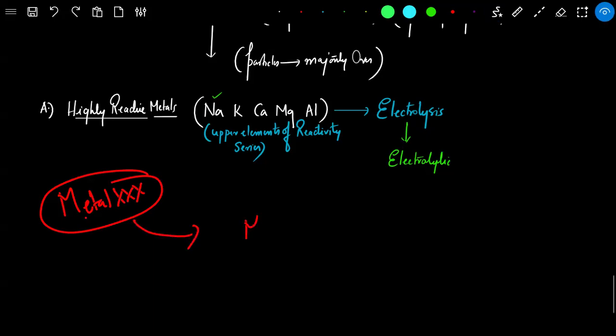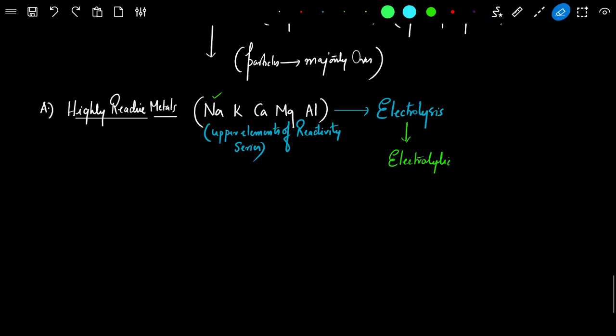What do you want to get? You want to get back only the metal. So what do we do here? We do reduction. By doing reduction, this part will be cut off. This word you should remember. So in electrolysis, the thing that we will do is electrolytic reduction of molten chlorides. Molten chlorides.